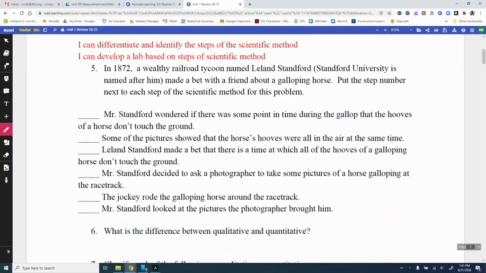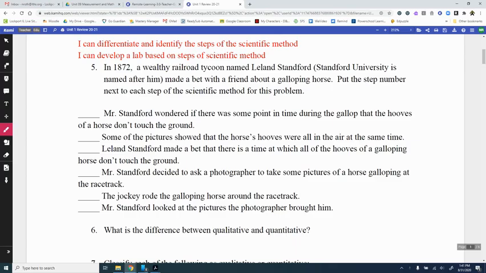This first one, I'm not going to read the whole thing to you, but a guy made a bet about a horse, okay? You can read through that at your leisure, but that's what happened. Now, the order at which this all happened is based on the scientific method. The first thing that the guy did was ask himself a question. So step one was right here. Mr. Stanford wondered if there was some point in time during the gallop that the hooves of a horse don't touch the ground. That was his first step, the question that he asked himself.